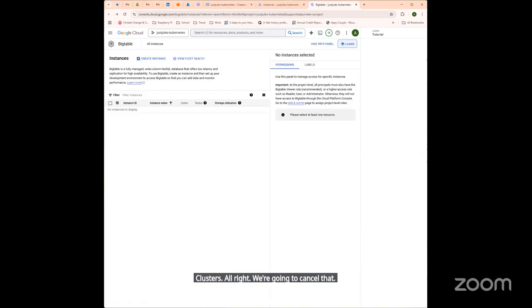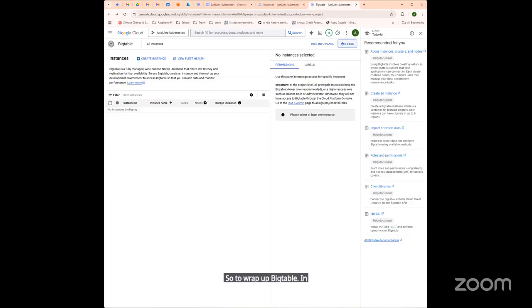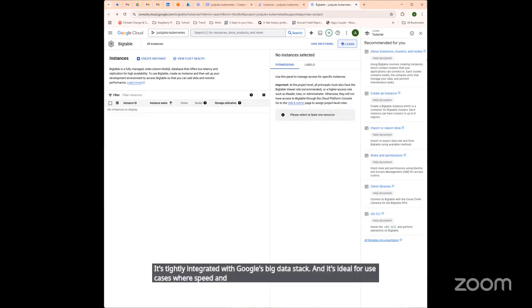So to wrap up Bigtable, in summary, Bigtable is a NoSQL database built for scale. It handles billions of rows, petabytes of data, and millisecond latency. It's tightly integrated with Google's big data stack and it's ideal for use cases where speed and throughput matter more than SQL functionality. All right.